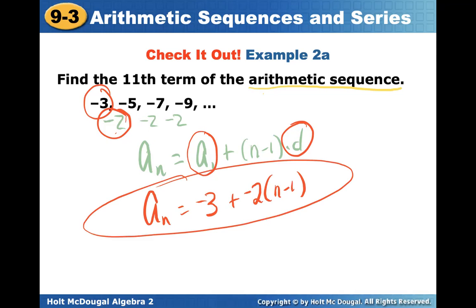All right, that's basically the equation for the line that would join the points 1, negative 3; 2, negative 5; 3, negative 7; 4, negative 9. Excuse me, I skipped one. Sorry. Now, how are we going to find the 11th term?